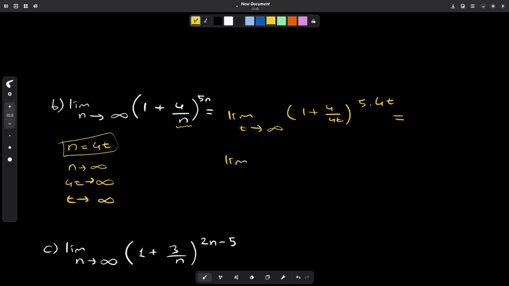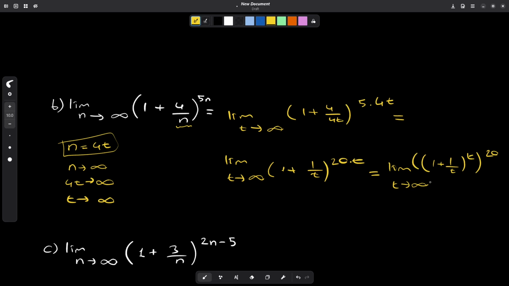So what do I get from here? It is (1 + 1/t)^(20t), right? If I take this one step forward, we don't really need to take it to this step, but let's do it one more time: (1 + 1/t)^t, and this is to the power of 20. And since I know this part is e, I'm just going to say the answer is e to the power of 20. Yeah, it's really this simple.